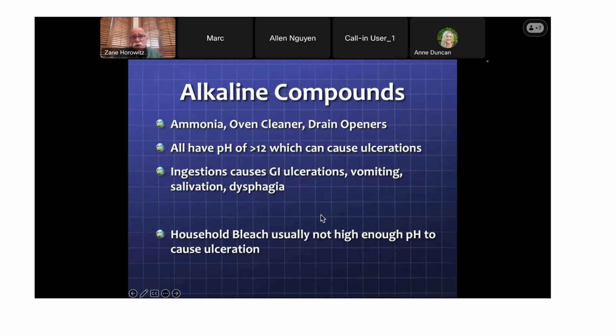So the bad ones were oven cleaners, which are hydroxide, and drain openers, which are often also hydroxide. They all had high pHs above that threshold of 12, and they all cause this ulcerative, liquefactive necrosis. If they got down to the stomach, they can cause GI ulcerations. If there was burns in the mouth, they may salivate. They certainly almost always had trouble swallowing. And so that's kind of our triage test.